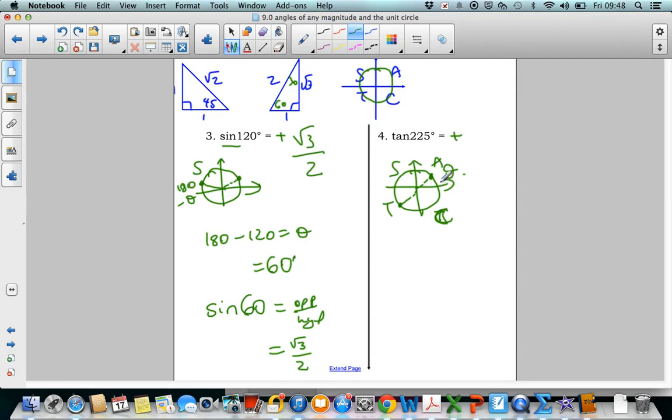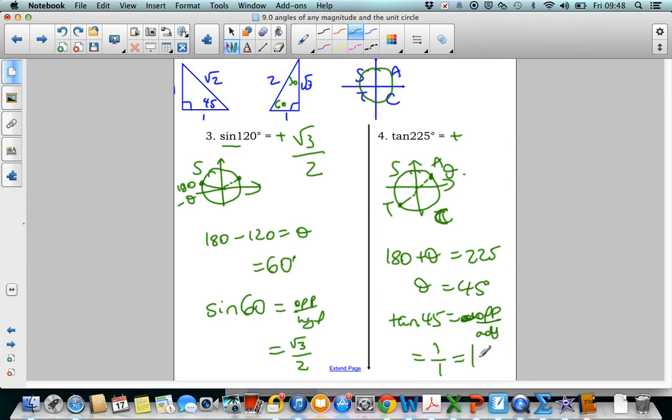Now here we've gone 180 plus that theta. So 180 plus that theta is our 225. And if we rearrange that, we get that theta is 45 degrees. So again, now we just need to find the tan of 45 degrees, and we can do that using this triangle here. Tan is opposite over adjacent, which is 1 over 1, which is just 1. So we know that our answer is just 1.